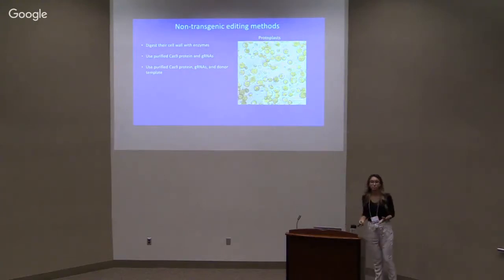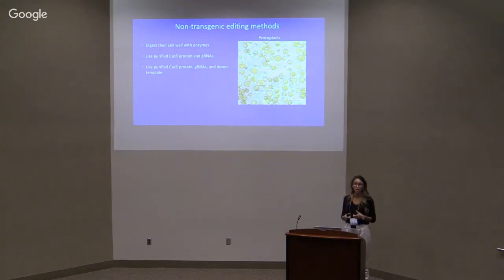So there are also some non-transgenic ways of editing, if you guys want to look into that. With that, you can use protoplasts. Protoplasts are first isolated from plants, and then you can digest their cell wall, leaving the cell membrane. And with enzymes, you can make the cell membrane porous so that exogenous material can get into the protoplast. And from there, you can regenerate full plants.